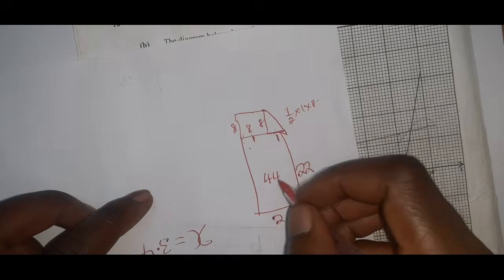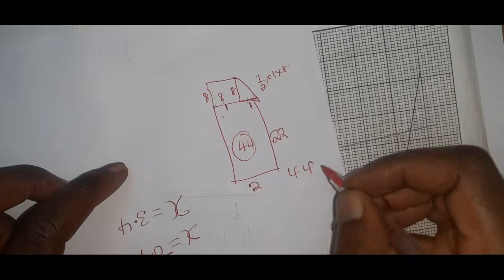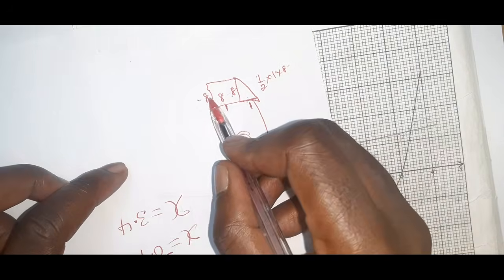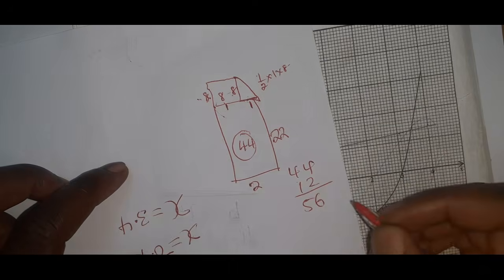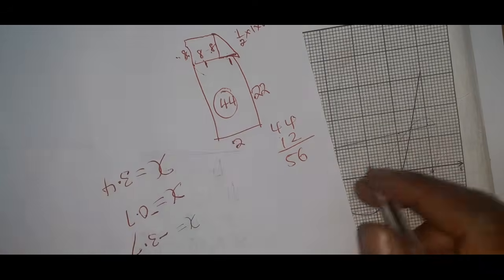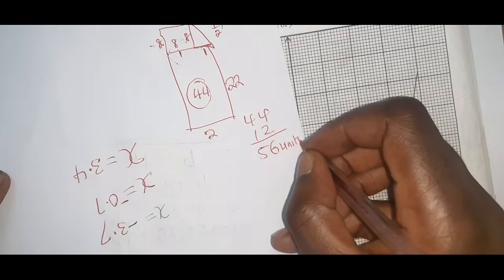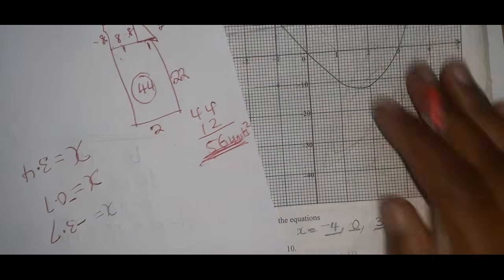So we need to add 44 plus 8 and that. This will give us what? 12, huh? So this will be able to give us 56. Okay, so 56 unit squared is what we are going to get here for the last part.